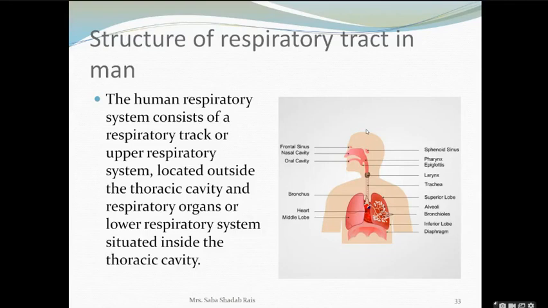Now when we talk about the wall of the pharynx, it is lined from inside by the mucous membrane. Now what is the role of the pharynx? This pharynx functions as a passage of air and food. So a common passage is there, so there must be some control. Now see, the lower portion of the pharynx, which is connected with the larynx region, or the laryngopharynx region, is also called the hypopharynx.